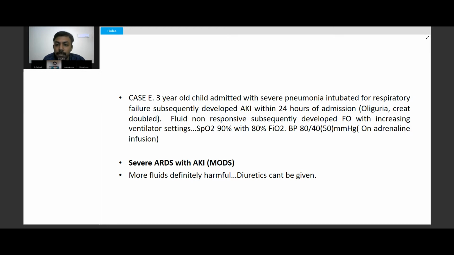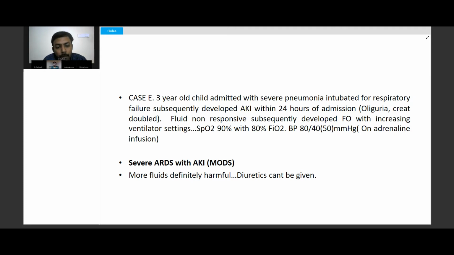Within 24 hours of admission, there is oliguria, creatinine doubling, is fluid non-responsive, and subsequently developed fluid overload with increasing ventilator settings. The SpO2 reduced with recurring high FiO2. BP is borderline on adrenaline infusion. So this is a very complex ICU case who is having severe ARDS with AKI as a part of MODS.